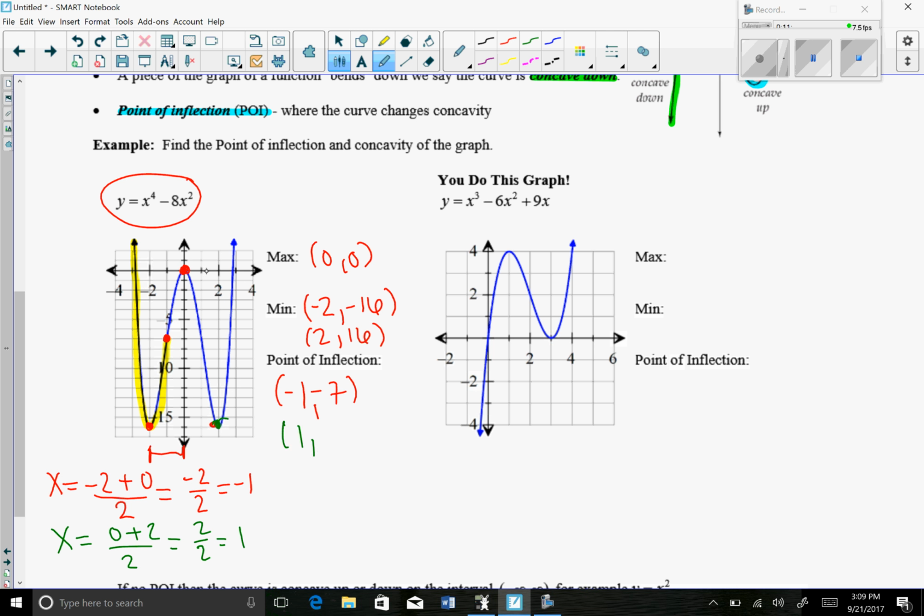And if I go to the x-coordinate of 1 and go down to my graph, it looks like it's also at -7. So my other point of inflection's at -7 as well. And you could also confirm that using your graphing calculator.